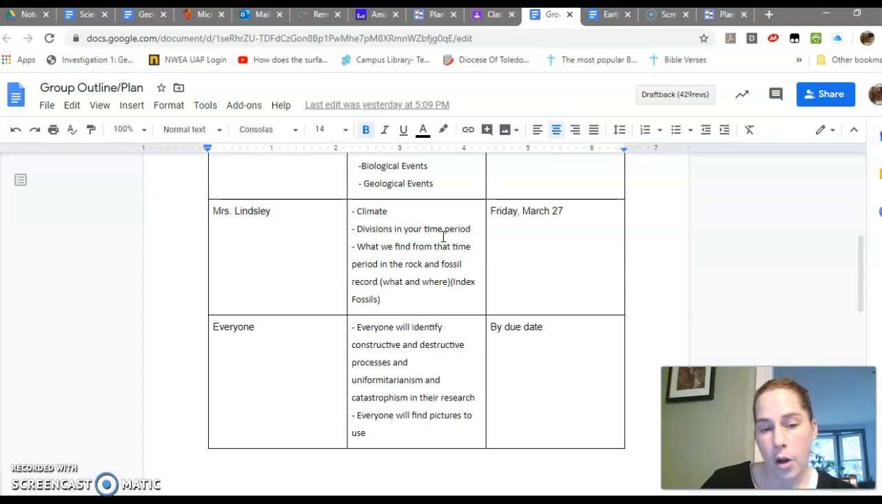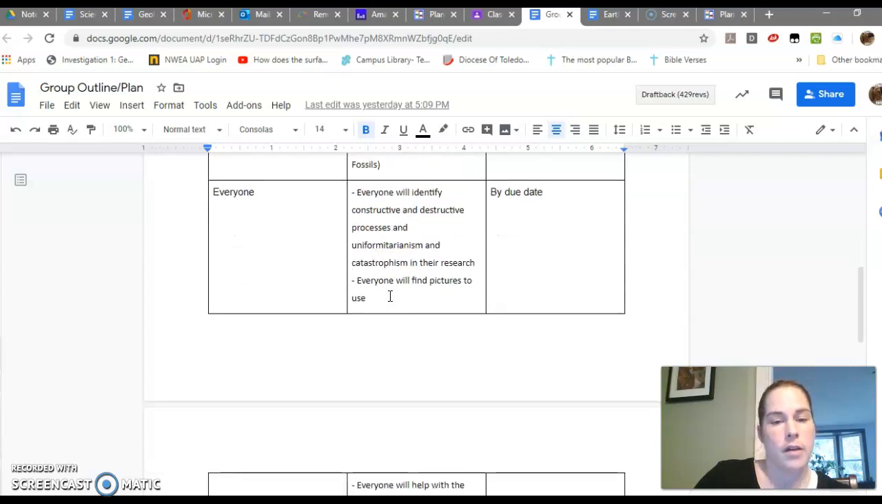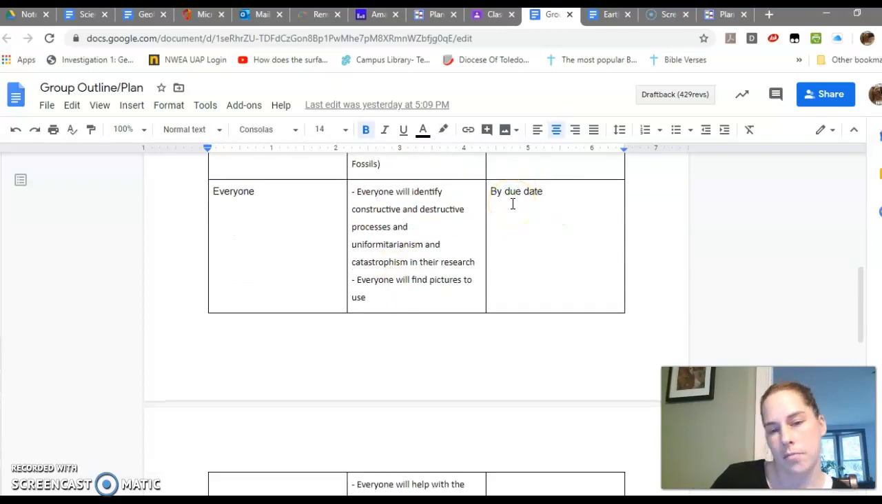So when I go into my requirements, my assignments for this, I make sure I identify constructive and destructive. I also make sure I identify uniformitarianism and catastrophism. When I'm talking about climate in my time period, and I've said there was an ice age, that's an example of uniformitarianism. Uniformitarianism slowly changes the Earth's surface. Okay, and maybe our group doesn't have to have that all finished until the actual due date of the slideshow.